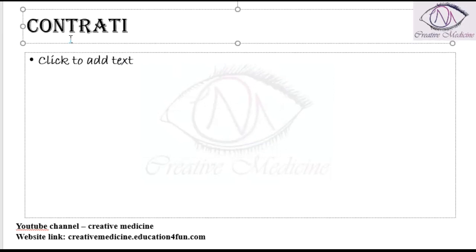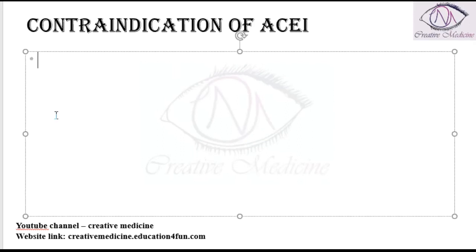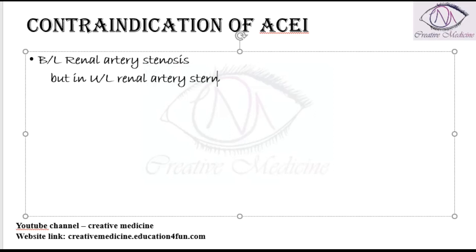Then contraindications of ACE inhibitors. The main contraindications are renal artery stenosis, especially bilateral renal artery stenosis. In bilateral renal artery stenosis, ACE inhibitors are contraindicated, but in unilateral renal artery stenosis, ACE inhibitors are the drug of choice, whereas ACE inhibitors are contraindicated in bilateral renal artery stenosis.